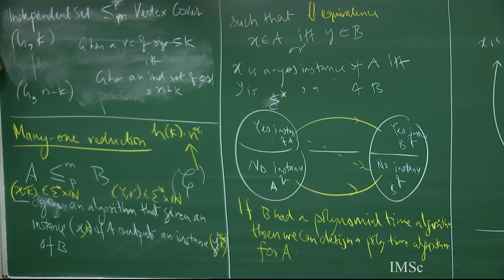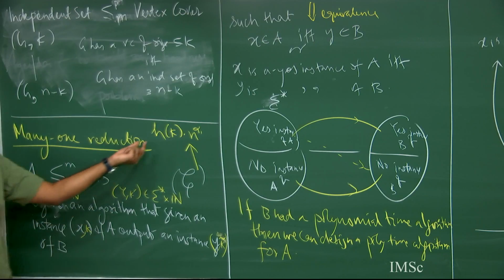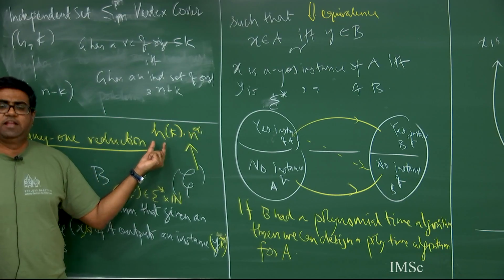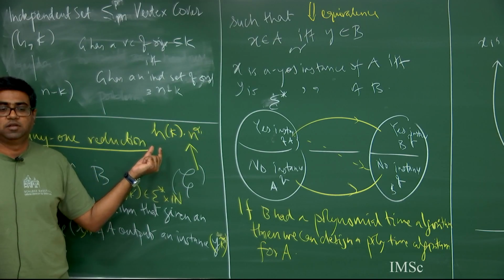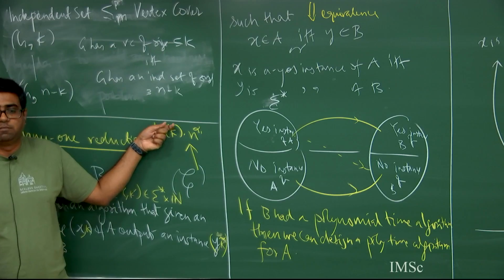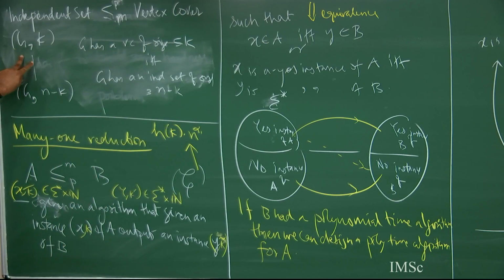Okay. Clearly, this reduction took FPT time, like some h of k times n to the alpha, where h of k is an identity function. It just took polynomial time, because all we did is, given an instance, we return this. So clearly this is an FPT reduction. So any polynomial time reduction is also an FPT reduction, with respect to the running time. Okay. Now if this reduction happened, what is the problem B?